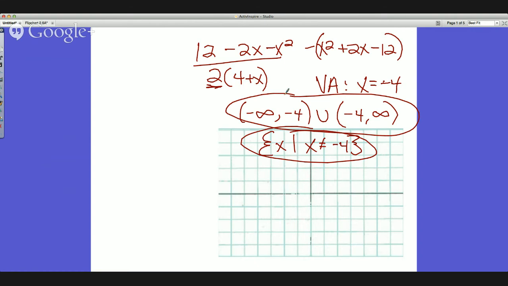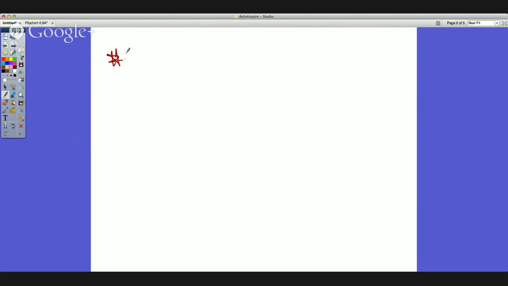All right, Chris, that makes sense here? Yes. All right, let's look at number 10. Find all the zeros of the function. It's number 10.